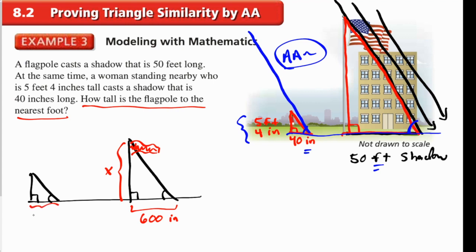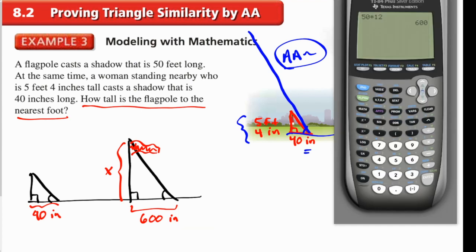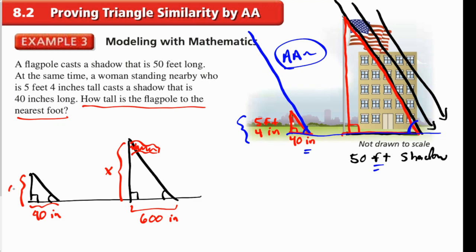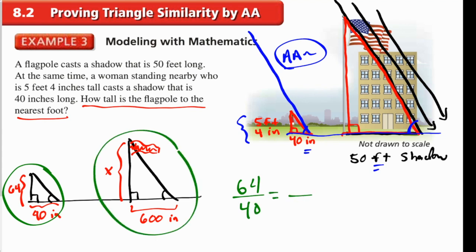We know the person's shadow is 40 inches, but we now need to convert 5 feet 4 inches to just inches. So 5 feet times 12 inches per foot, plus the 4 inches gives us 64 inches. And now we can write our proportion. I can take 64 over 40 equal to the x over 600.